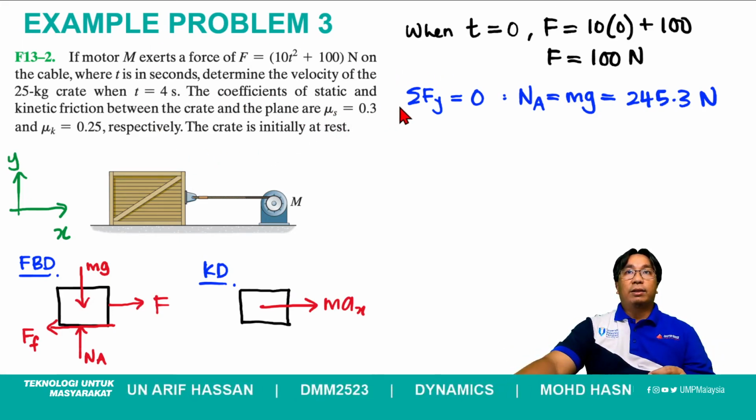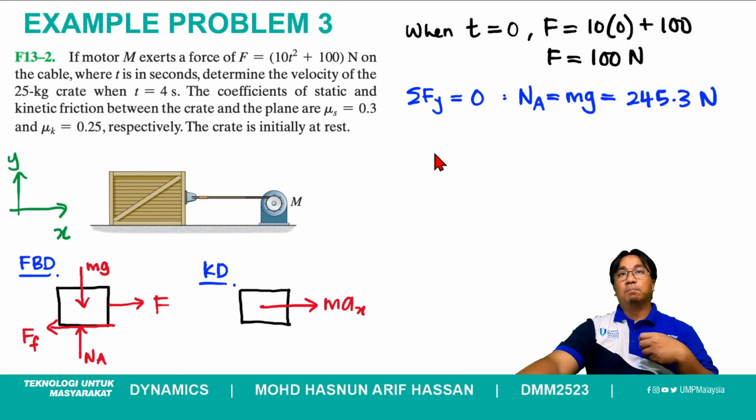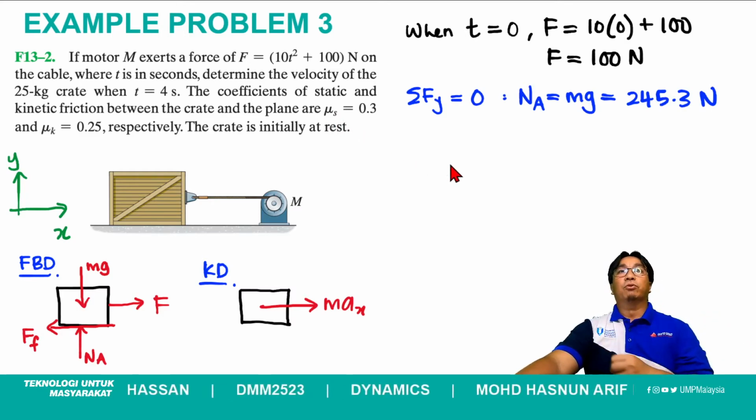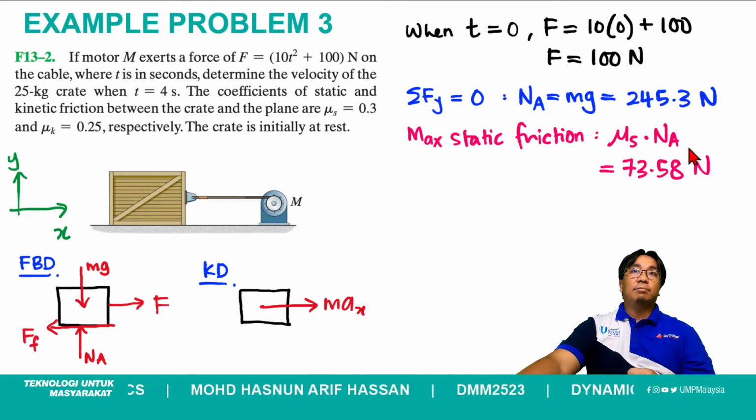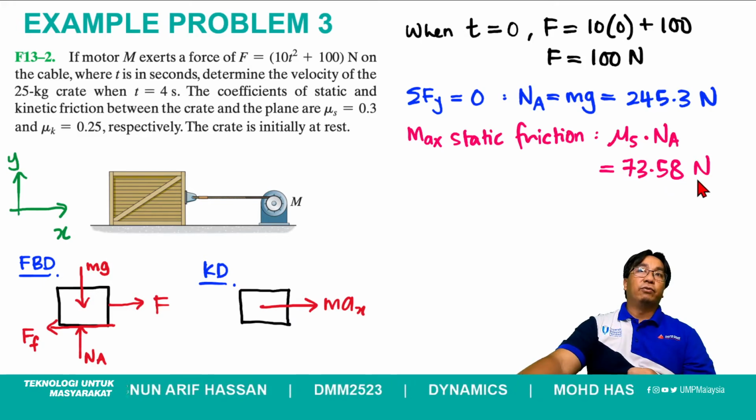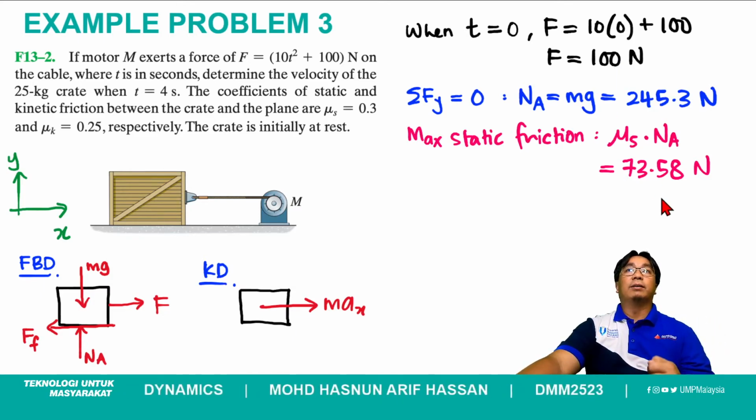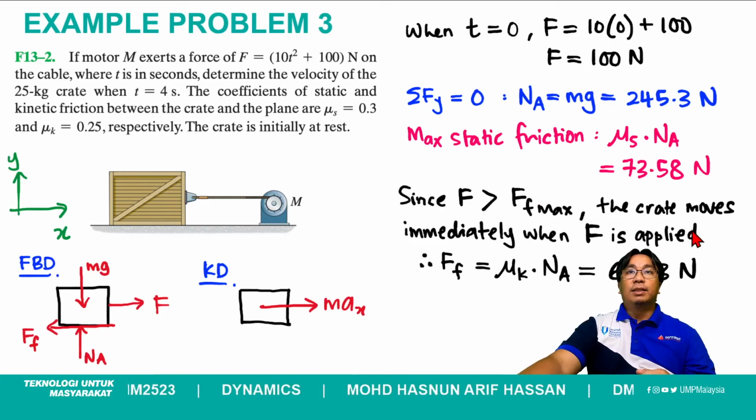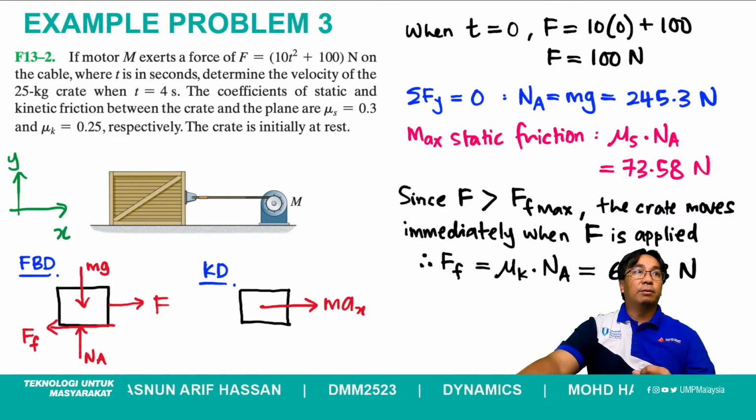We need to know whether 100 Newton is bigger than the friction force or lower than the friction force. If it is larger than the friction force using the static coefficient, then the box will move immediately. So the maximum static friction is mu s times NA, which is 73.58 Newton. That is smaller than the force given by the motor. So since the force by the motor is larger than the maximum static friction, the crate moves immediately when the force by the motor is applied.